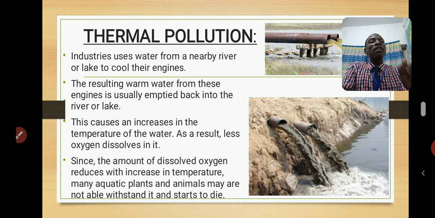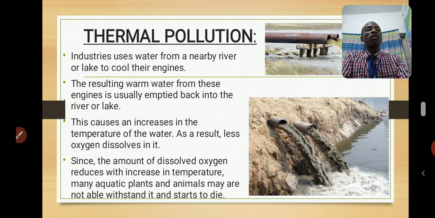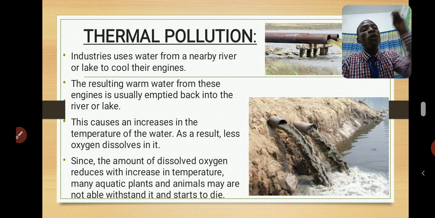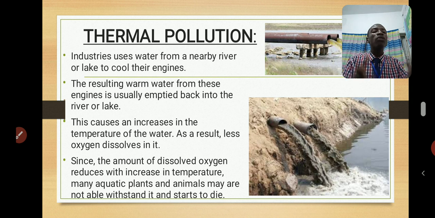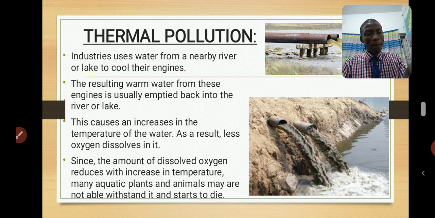So we look at thermal pollution. This is a wide question. Thermal pollution. In other words, we want to talk about how heat causes water pollution. We call that thermal pollution. Now pay attention very well. Heat normally finds its way into water bodies from factories that are located near the sea or near the river.